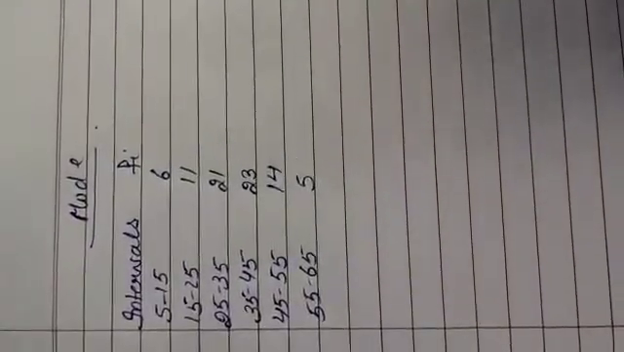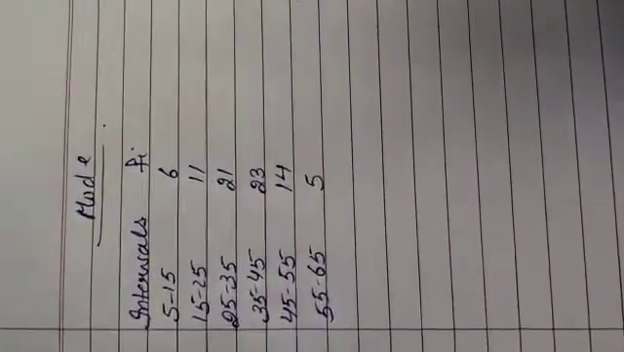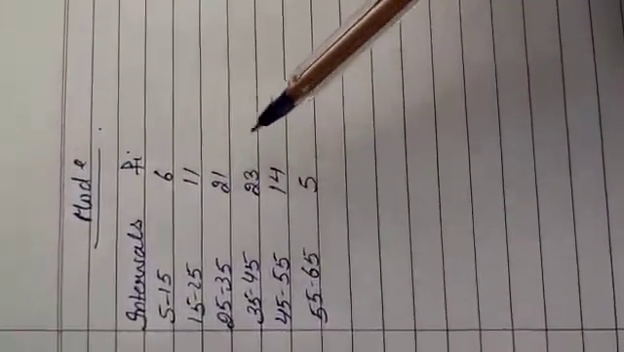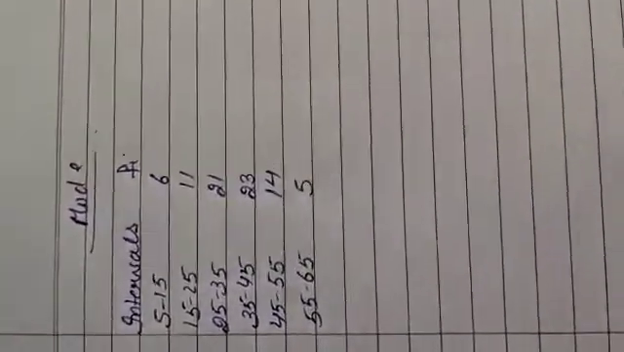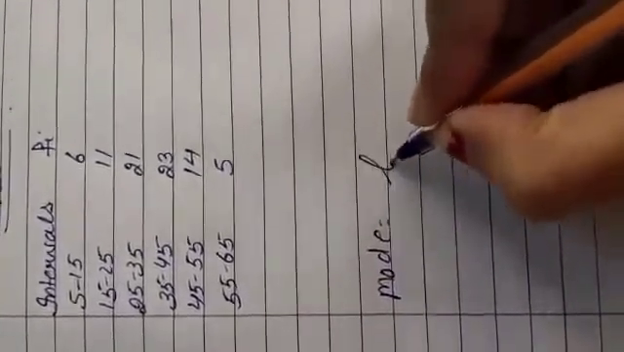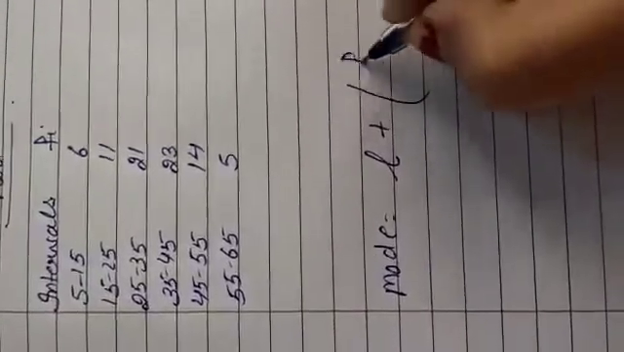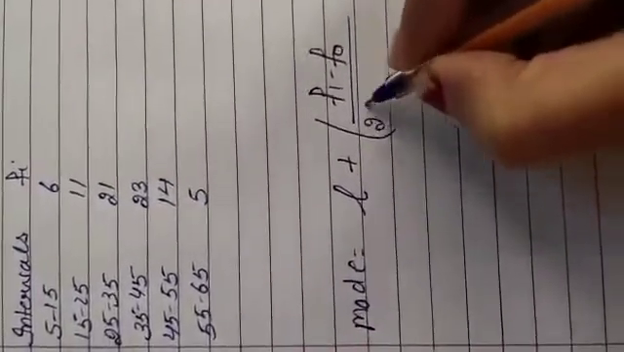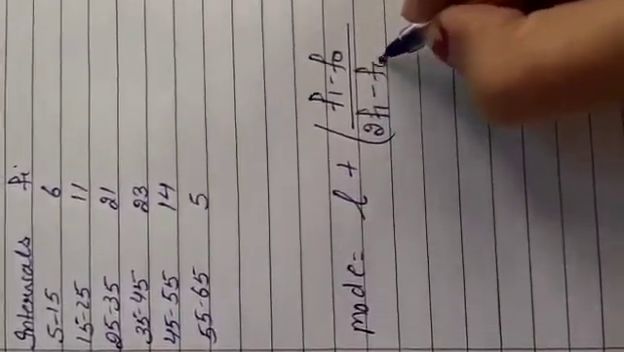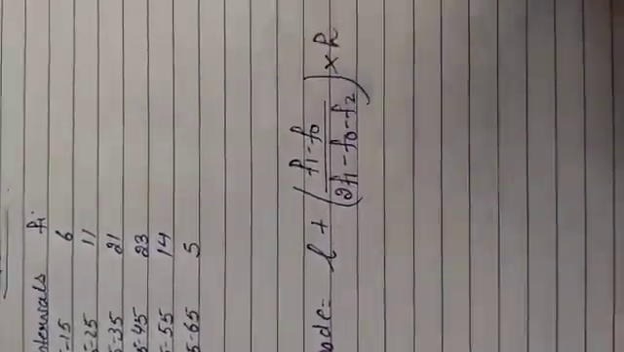Okay students, now we will discuss mode. They have given us intervals and frequencies, and they asked us to find the value of the mode. So the formula for the mode of the given data is equal to L plus (f1 minus f0) divided by (2f1 minus f0 minus f2), multiplied by h.